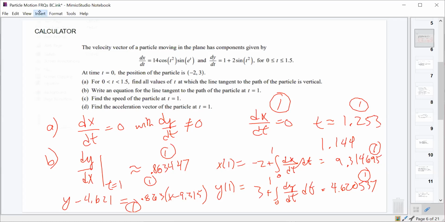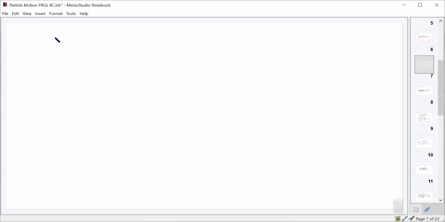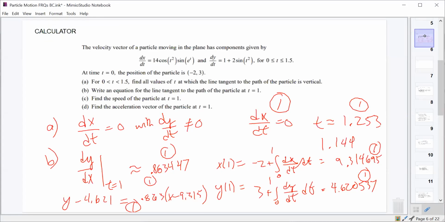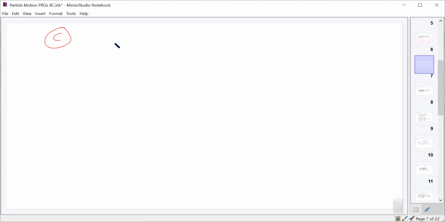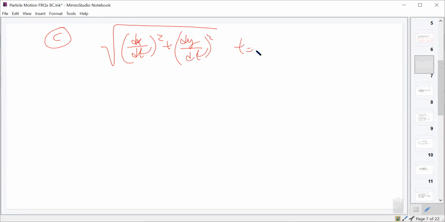Wonderful. All right, part C. Find the speed at t equals 1. So once again, our speed ought to just be the square root of dx/dt squared plus dy/dt squared at t equals 1. And what did that come out to be? 4.105? That was worth 1 point.